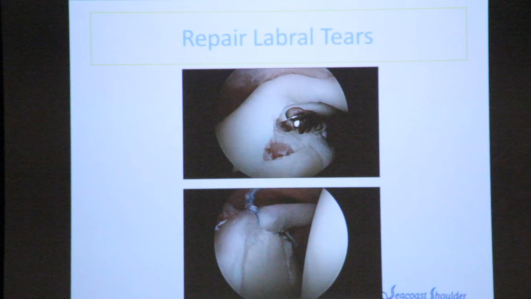And a slap tear, which again is another talk about instability, but the slap refers to the labrum, and the labrum up on top is called the superior labrum. And this is where the biceps is coming in and attaching onto the socket. And when I lift up the labrum up on top, you can see where it's detached, and then I sew the labrum back down. That's a slap repair, which is another way of dealing with people with biceps problems.